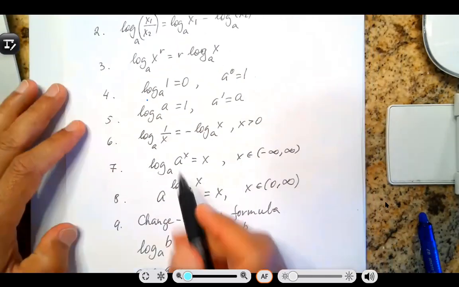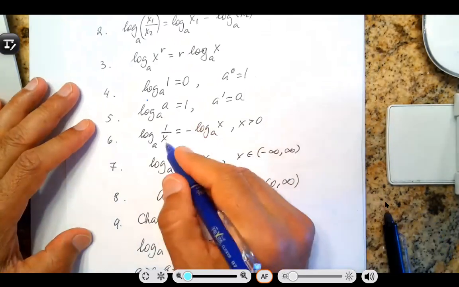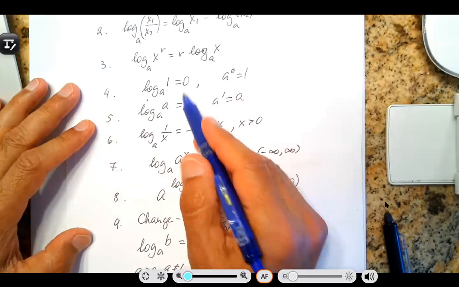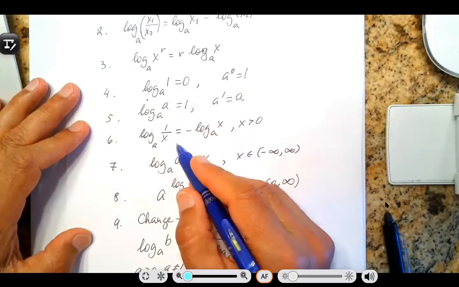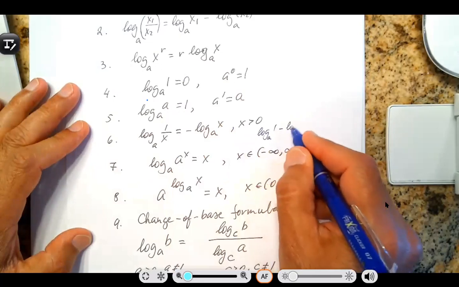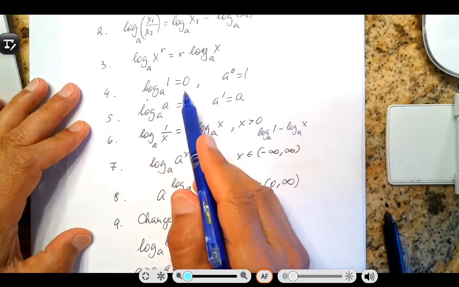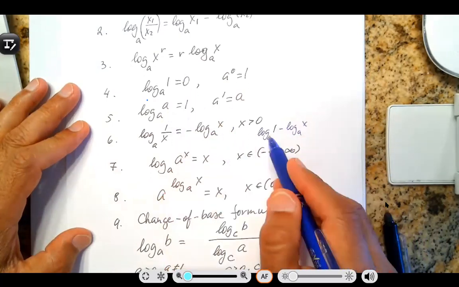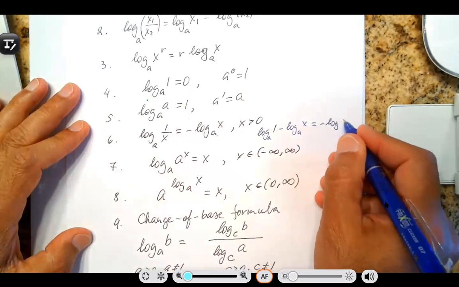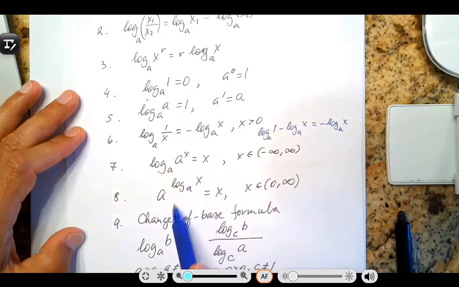How to prove this one? Number 6. I can use number 2, the quotient rule. By the way, 4 and 5 are already proved. It's logarithm 1 base a minus logarithm x base a. But logarithm 1 base a equals 0. So this one is 0. So you get negative logarithm x base a. So we just proved that, and those two are already proven.